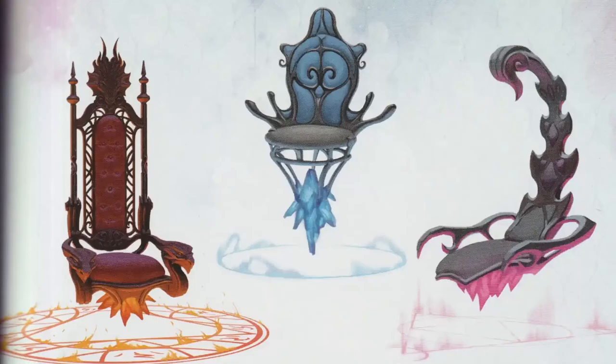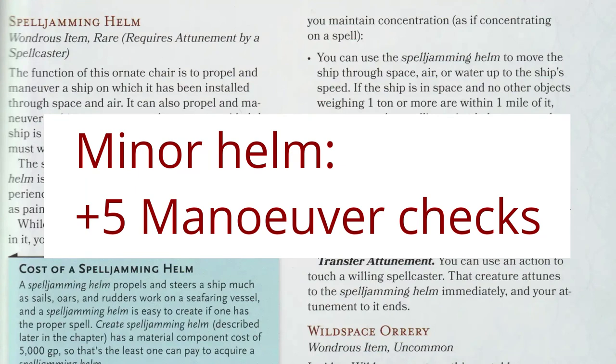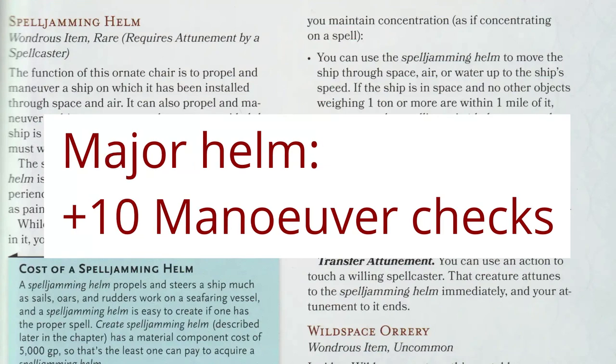Helms. There are 2 kinds of spell jamming helms, minor and major. Both are identical to the helm described on page 23 of the Astral Adventurer's Guide, with 1 difference. A minor helm grants a +5 bonus to maneuver checks. A major helm grants a +10 bonus to maneuver checks. Player actions. Move. This is the Spelljammer's action only, the one attuned to the helm.